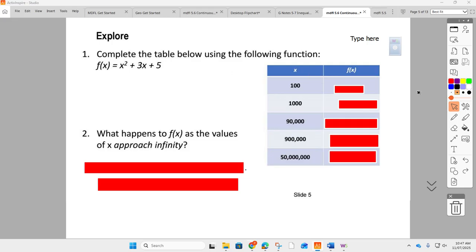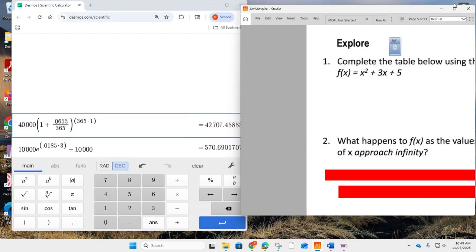Okay. Number 1 says, complete the table below using the following function. f of x equals x squared plus 3 times x plus 5. You see a table. They give us a list of inputs. The x's are our inputs. f of x are our outputs, right? So we're going to go to our calculator.